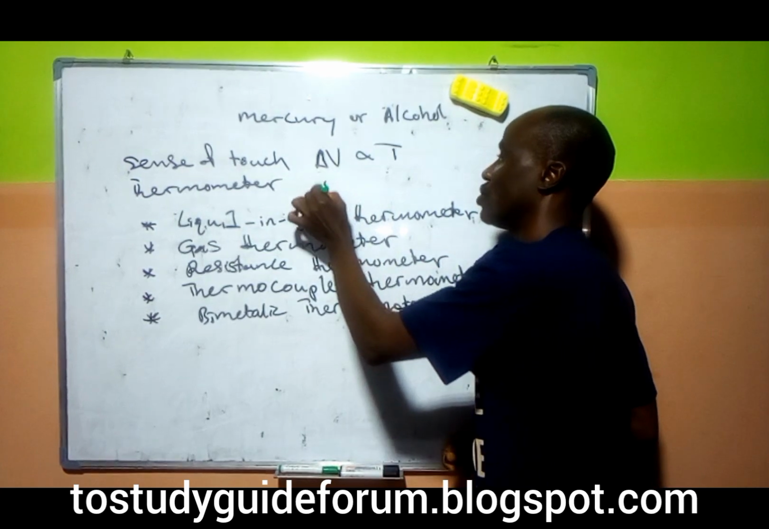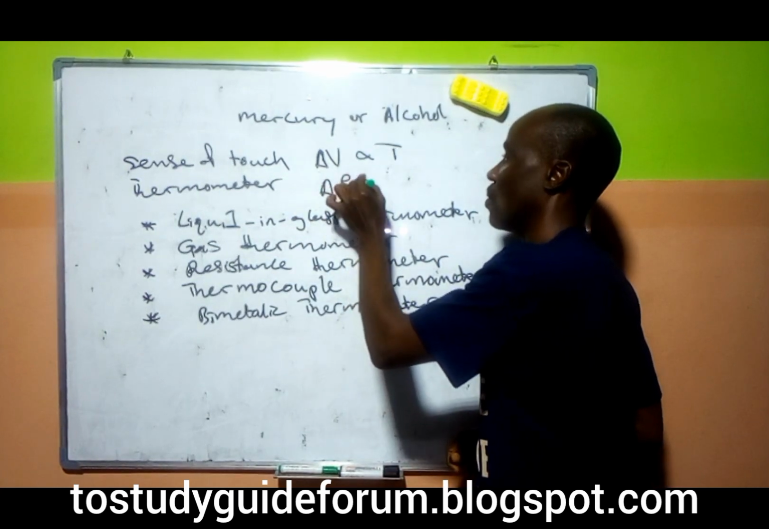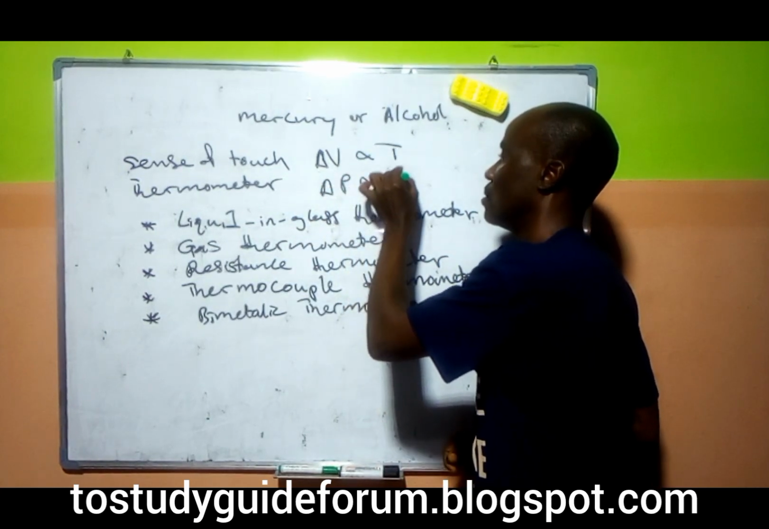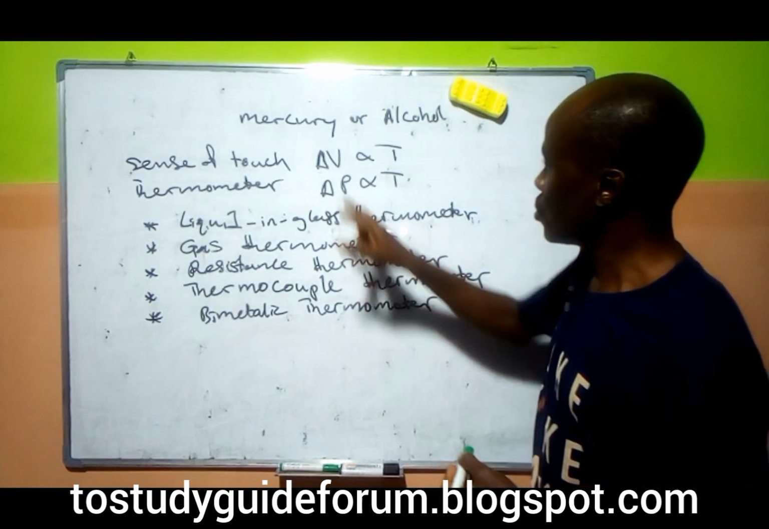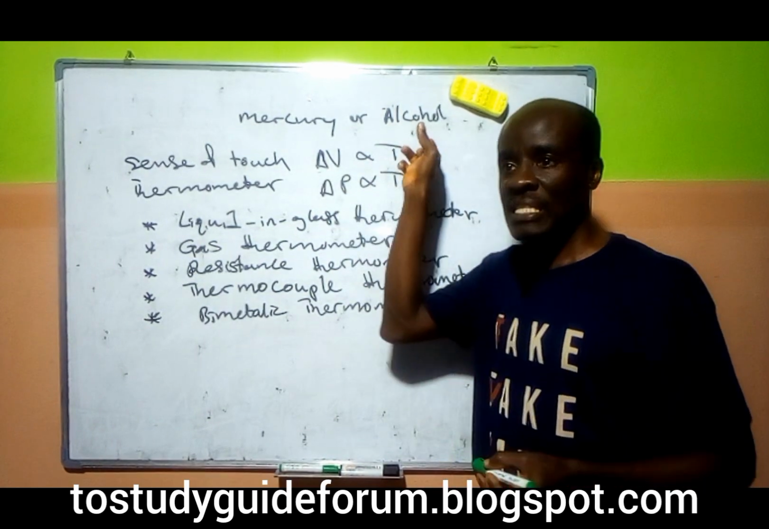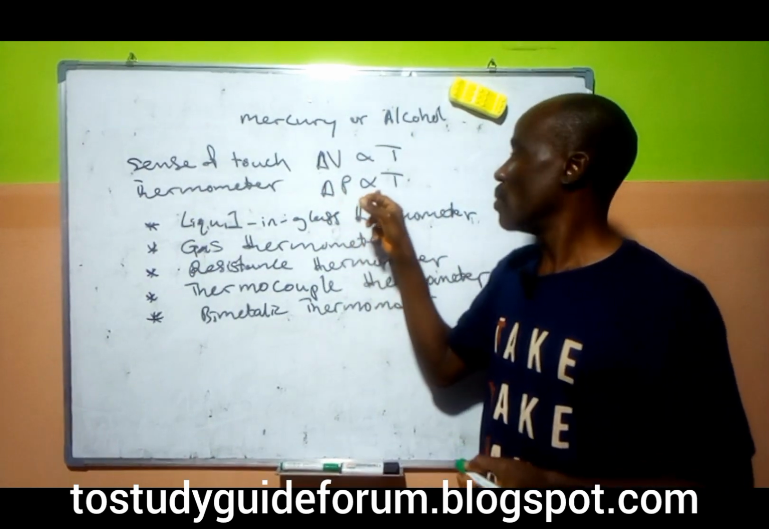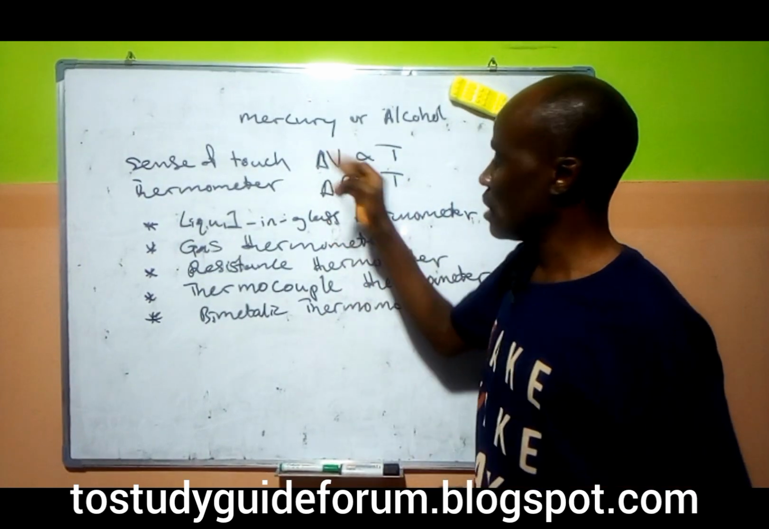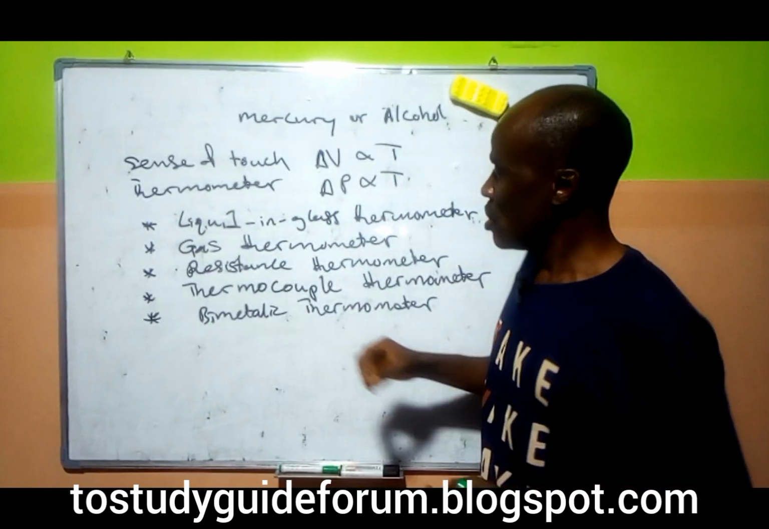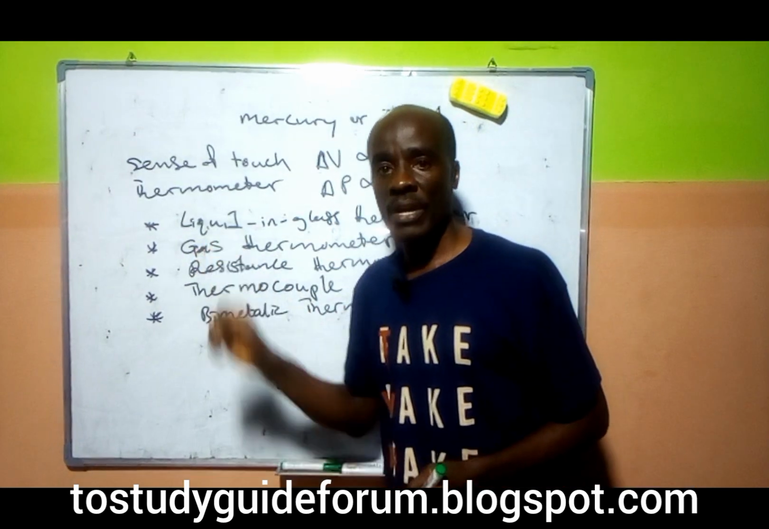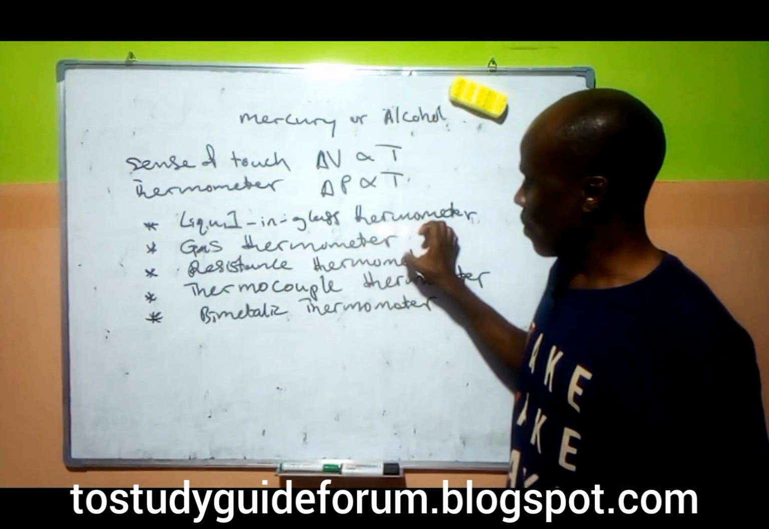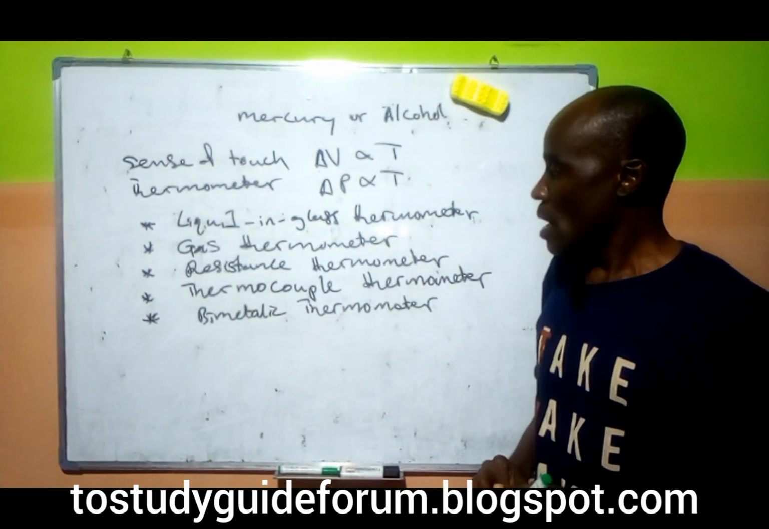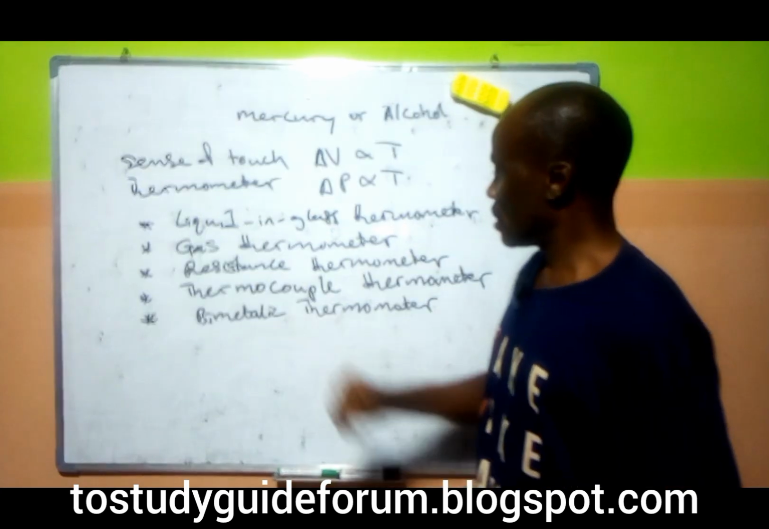Temperature, or change in what? Pressure with what? Temperature. That is, change in volume with temperature at constant pressure, or change in pressure with temperature at constant volume. These are the two things that we normally consider in using the gas thermometer. And then we go back to the resistance thermometer.